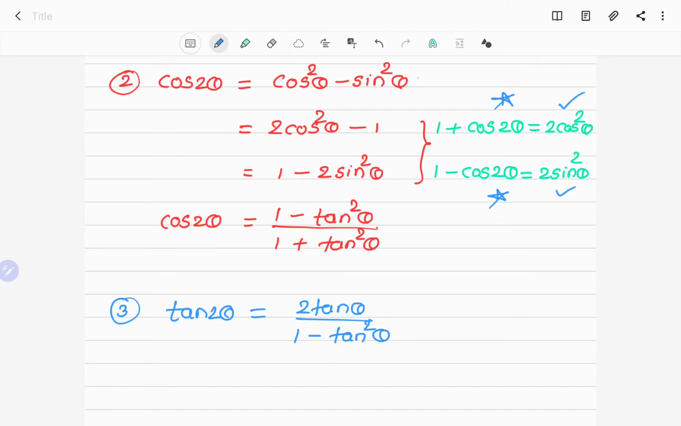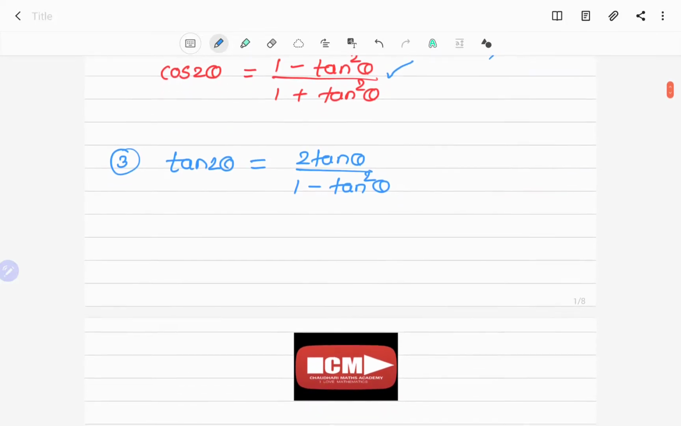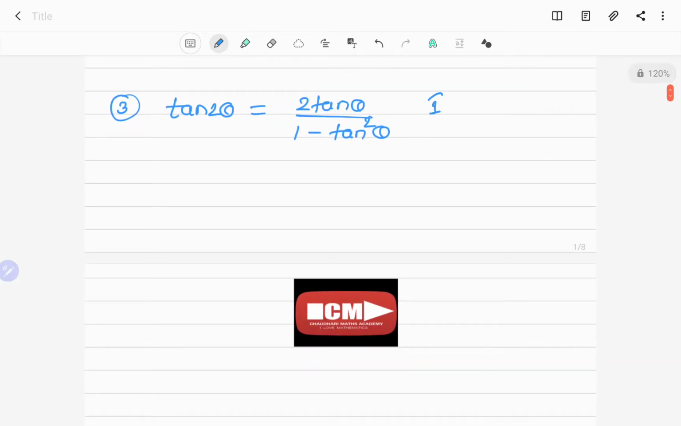The first one is cos 2 theta is cos square theta minus sine square theta. Cos 2 theta is 2 cos square theta minus 1. Cos 2 theta is 1 minus 2 sine square theta, and the last one is in the form of tan, which is 1 minus tan square theta upon 1 plus tan square theta. And don't forget these two very important results: 1 plus cos 2 theta is 2 cos square theta, and 1 minus cos 2 theta is 2 sine square theta. As far as tan 2 theta is concerned, we have only one formula, and please observe this very carefully. Tan 2 theta is 2 tan theta upon 1 minus tan square theta. So this is the entire list of double angle formulas.